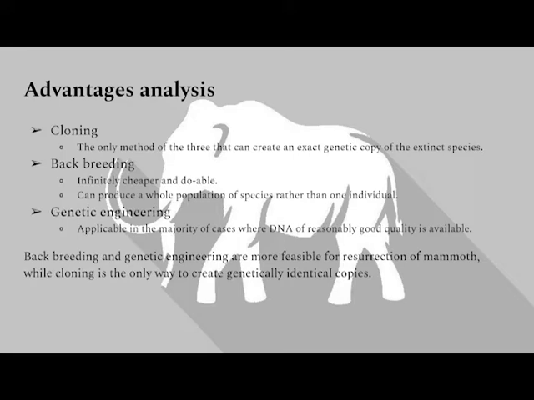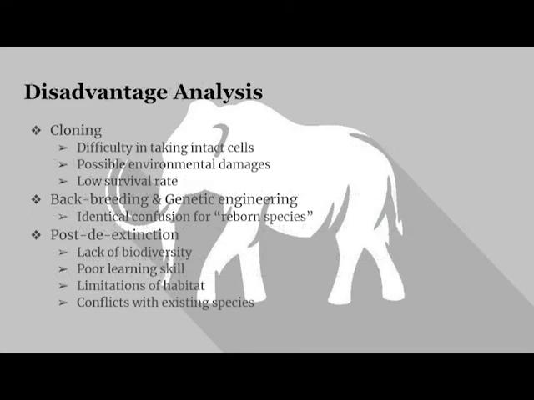So in summary, backbreeding and genetic engineering are more feasible for the resurrection of mammoths, while cloning is the only way to create genetically identical copies. Although a lot of beneficial possibilities for the de-extinction of mammoths exist, there are also a number of problems and issues we should consider.